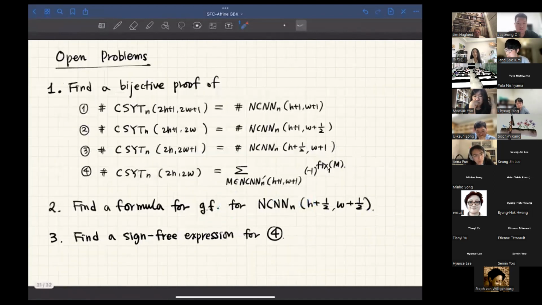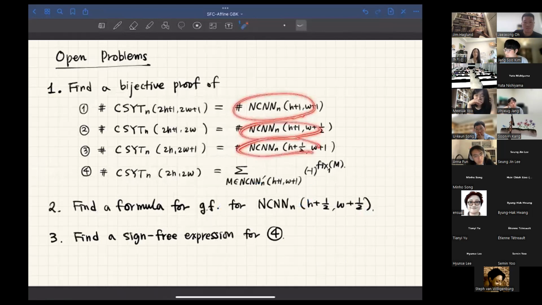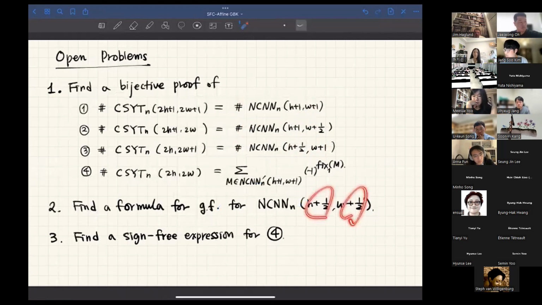So I guess I can tell you some open problems. First of all, find a bijective proof of these results that we got using the affine Gordon-Bender-Knuth identities. And we have generating functions for all of these, but when these two are both half integers, we don't have a generating function, so finding a generating function for this object is also an open problem. And also the last one is, unlike these three, we have a less satisfying answer here because it's kind of a signed sum with some statistic.